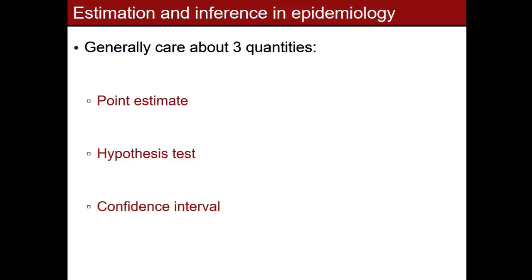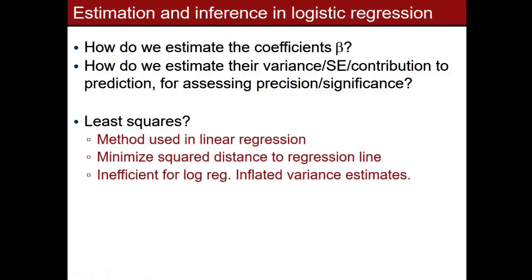Because what happens if a confidence interval contains 1? Then you would fail to reject your hypothesis test, because you would say, oh, we can't rule out an odds ratio of 1, therefore we also would fail to reject the null hypothesis in a test of odds ratio equals 1. So these are very, very related. And we're just going to talk through how we do this with logistic regression.